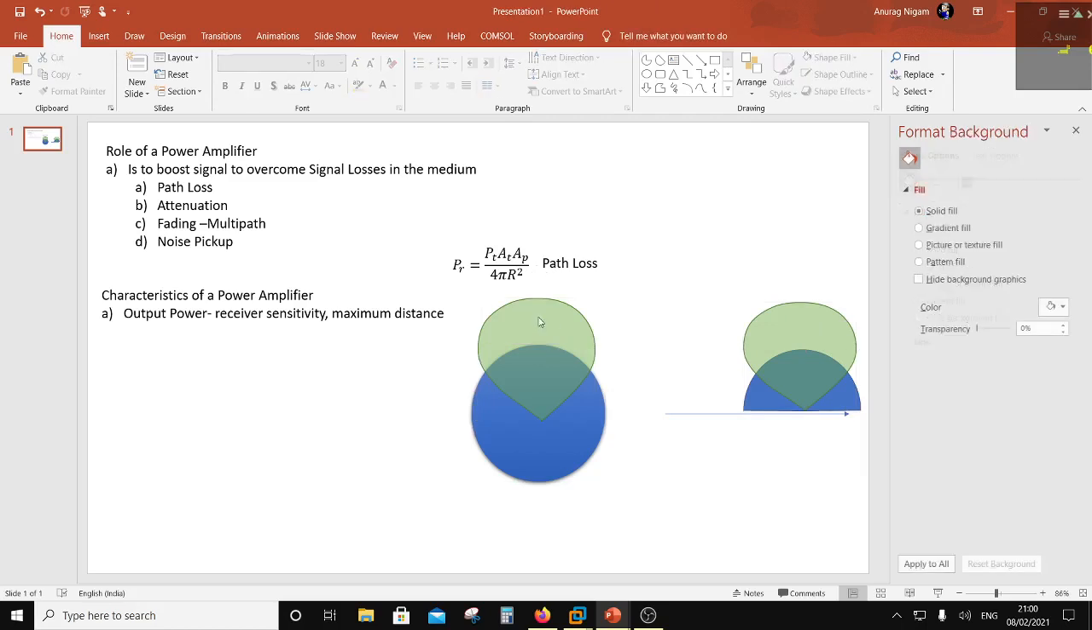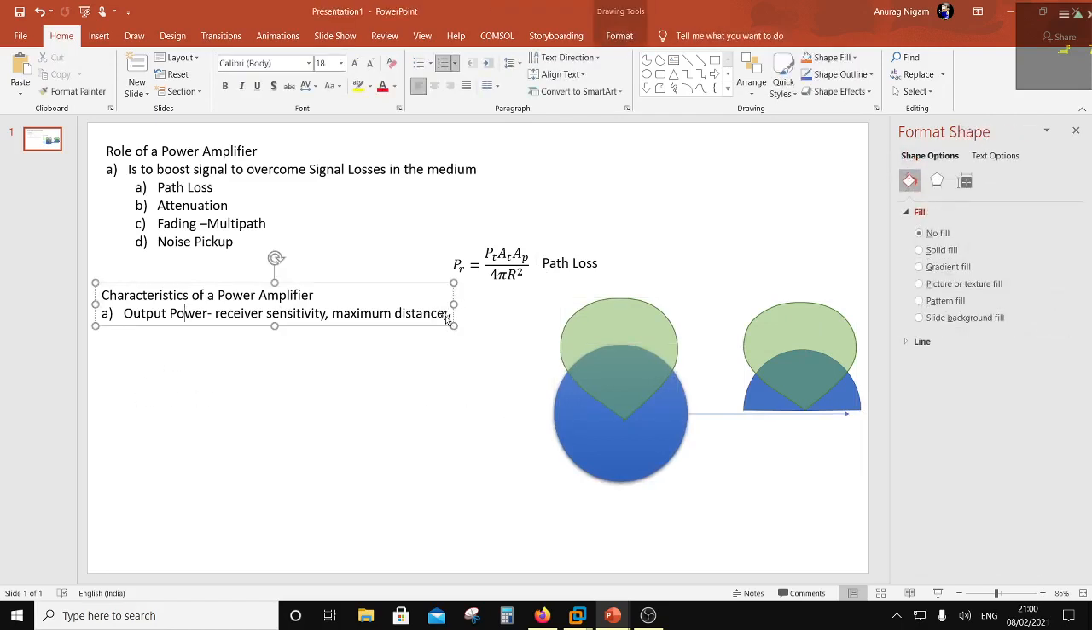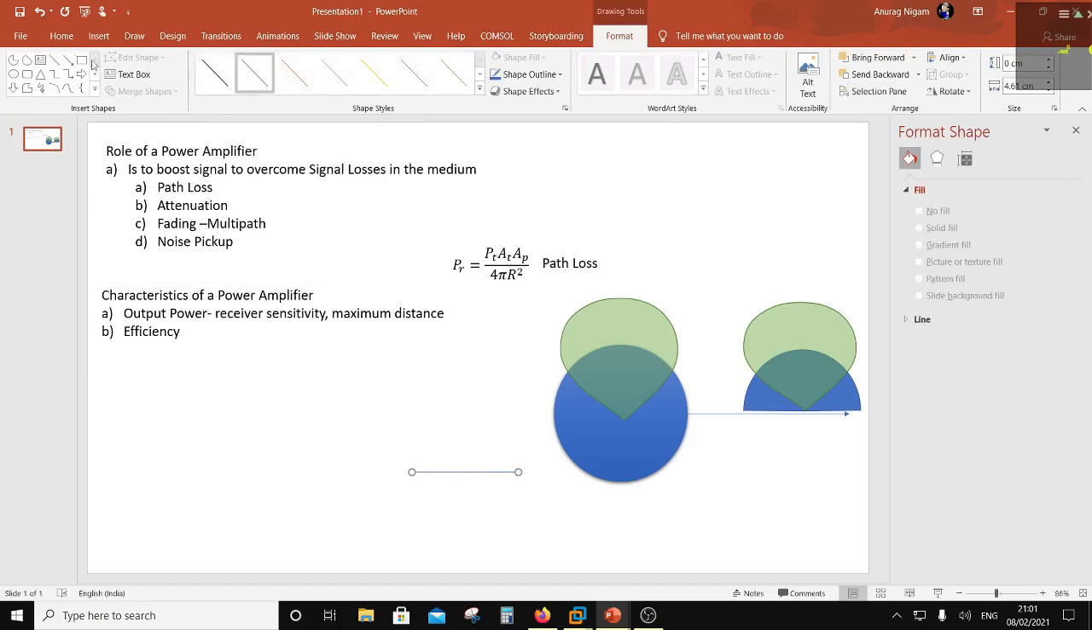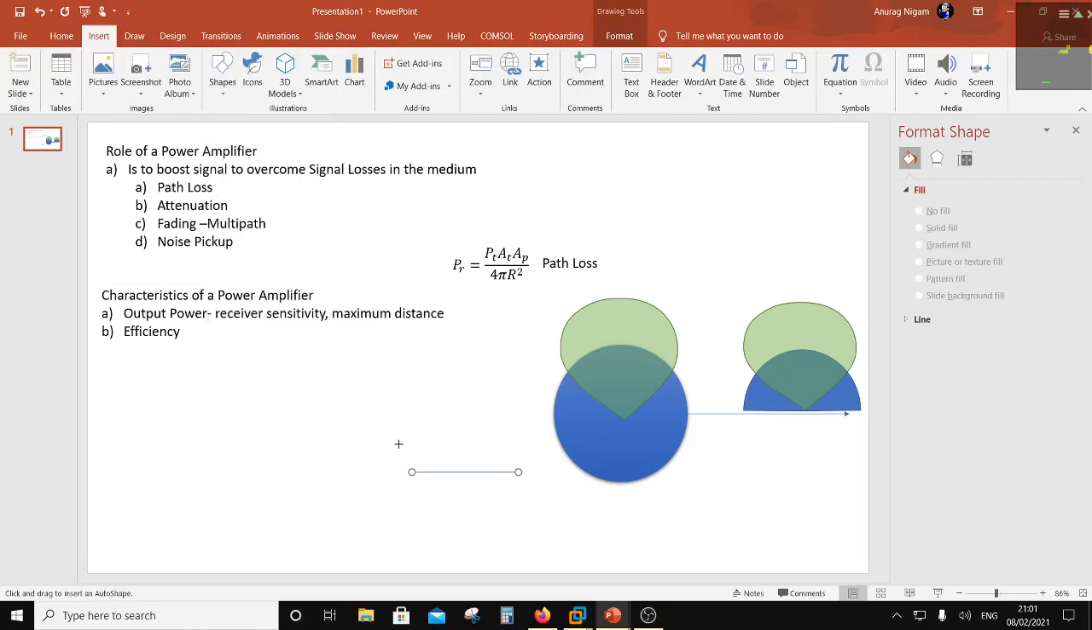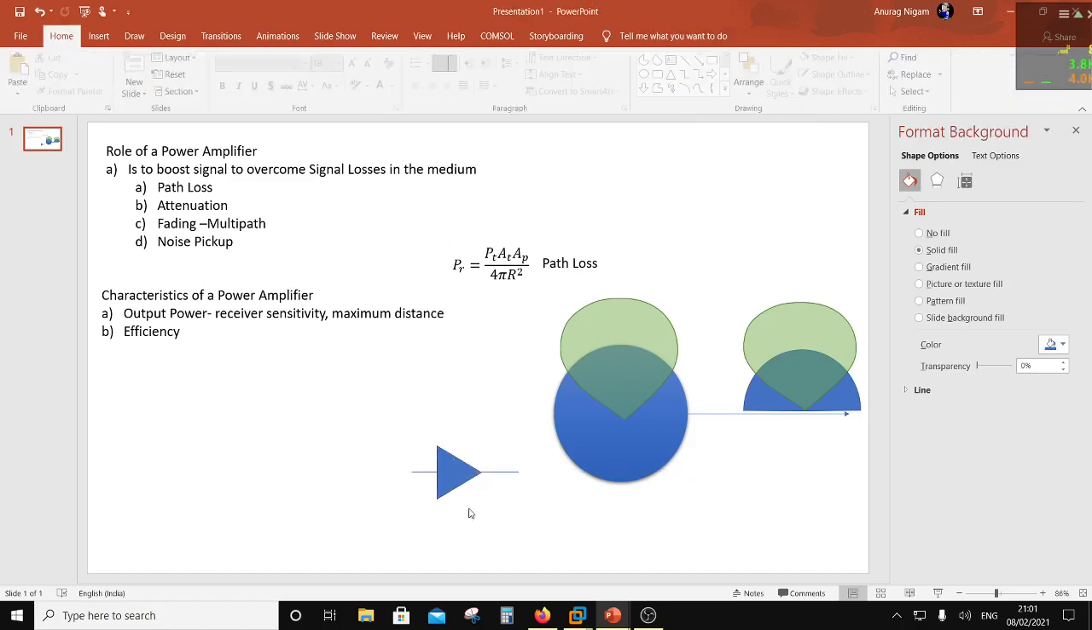Let me move it to the side. Next, since it has to boost the power, this must be the most power consuming component in a transmitter. So the second important characteristic of a power amplifier is efficiency. Now let's represent a power amplifier by a symbol. The most common symbol used is this. So this is the symbol of the power amplifier.